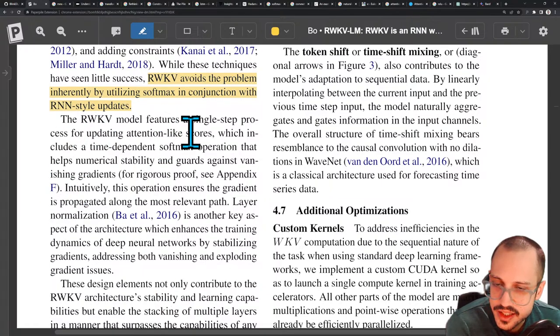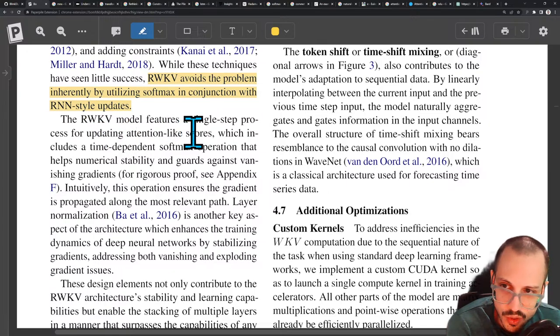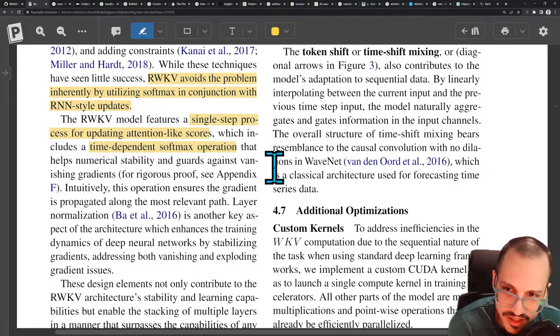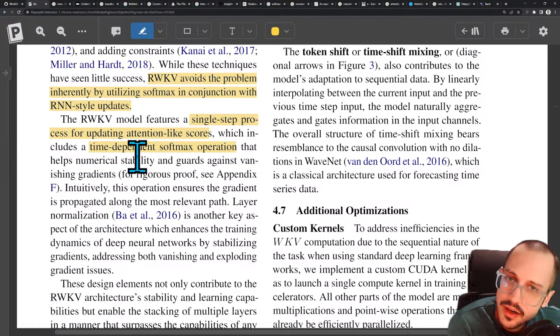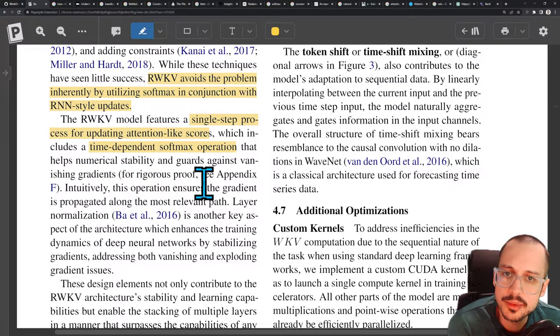Single step process for updating attention like scores, which includes a time dependent softmax operation that helps numerical stability and guards against vanishing gradients. What? Time-dependent softmax? A softmax that is dependent on time? What? This operation ensures the gradient is propagated along the most relevant path.